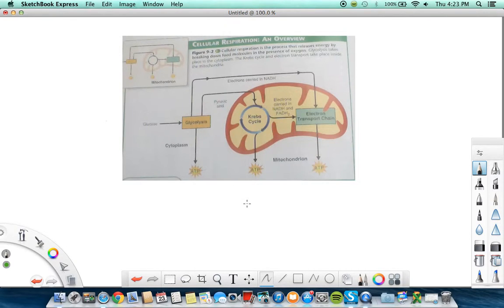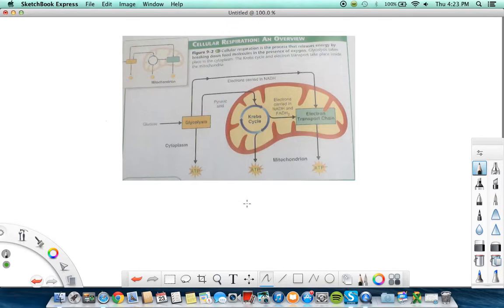Okay, we'll be talking about cellular respiration. Cellular respiration is a process that releases energy by breaking down food molecules in the presence of oxygen. Glycolysis is the first part of cellular respiration.